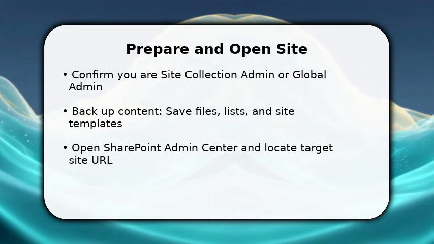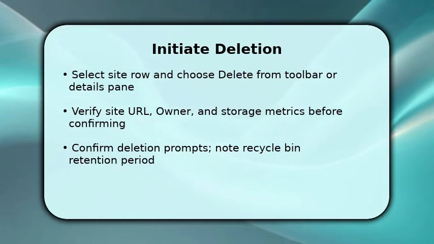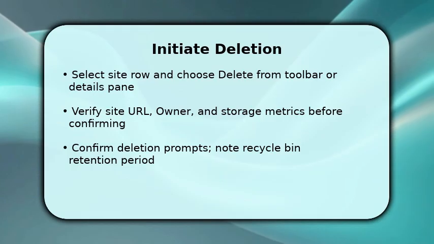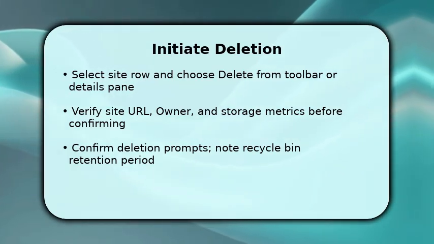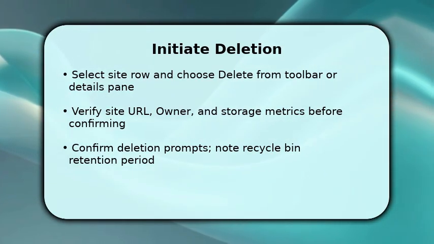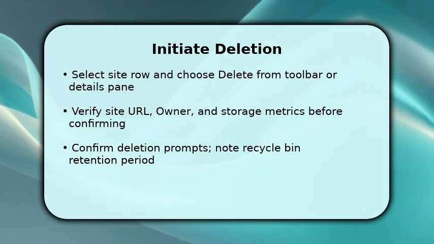Once you locate the site, select its row and click Delete in the toolbar or Details pane. This begins the official removal workflow. Before you confirm, check the site URL, owner, and storage metrics so you delete the correct resource. The portal will show a confirmation dialog, and note the recycle bin retention.